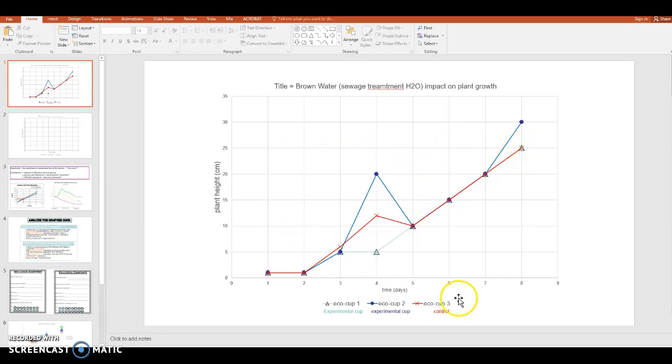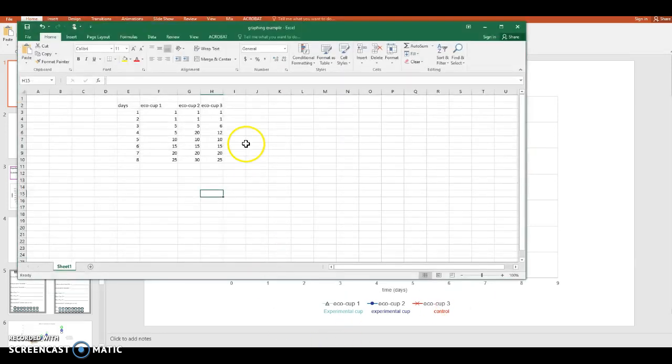Another way we can look at this is not just the graph, but your data. And this is just a data sheet I created. We have days and then how tall the Eco cups were. And you decide, how many days here, days 1 through 3, I'm going to highlight them. We also have day 5. We have days 6 and 7.